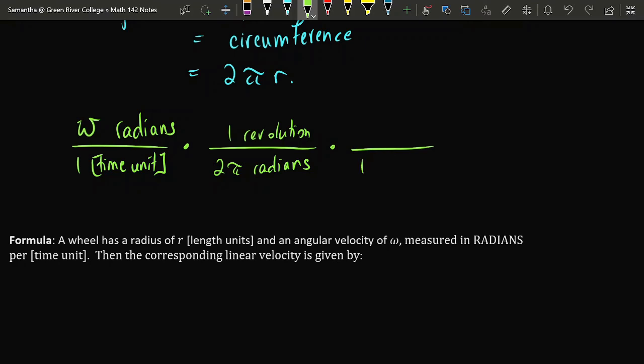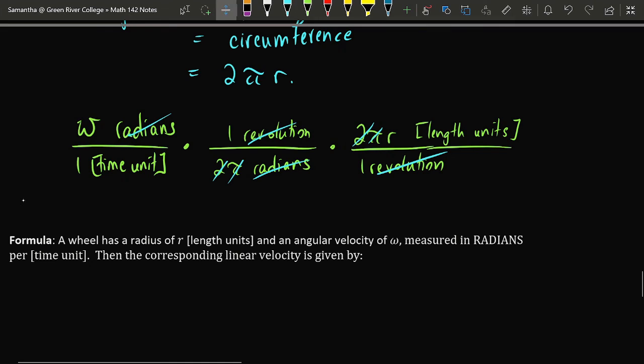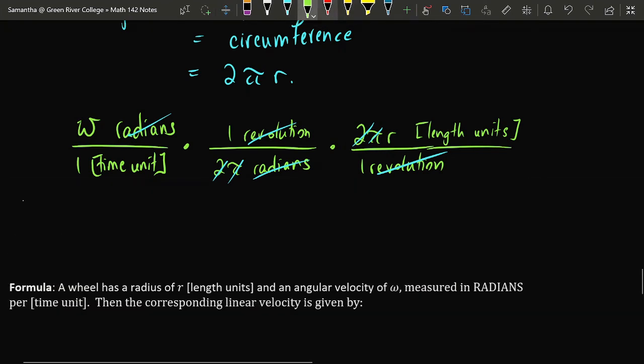Now, per each revolution, the wheel moves the object 2 pi r length units. So if I simplify all this, radians cancels radians, revolutions cancels revolutions, this 2 pi cancels this 2 pi, and all that's left is that the linear velocity is equal to the angular velocity multiplied by the radius.